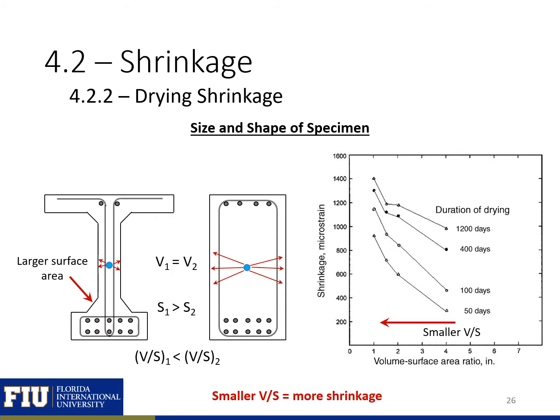Here we can see that idea plotted in some experimental results, where we're plotting our shrinkage versus our volume to surface area ratio for a number of different time intervals. We can see that a smaller volume to surface area ratio will increase our shrinkage.